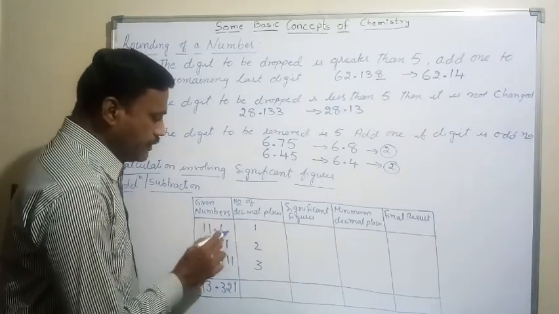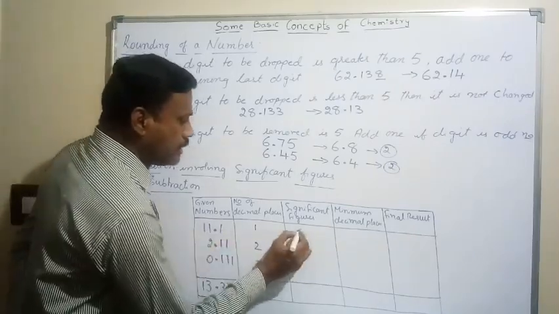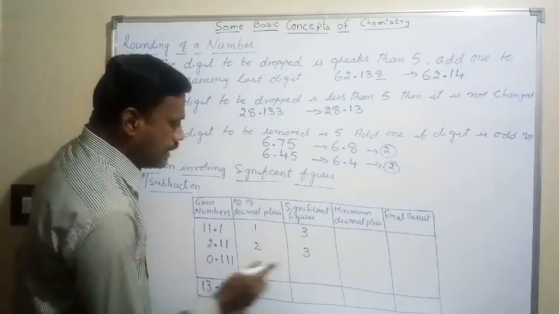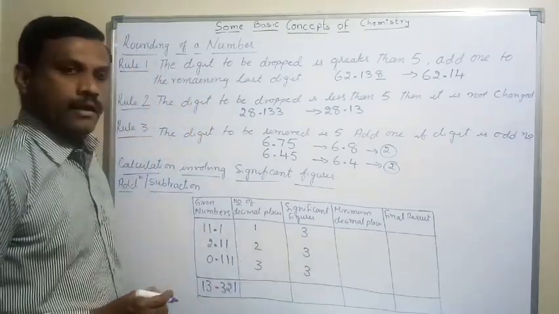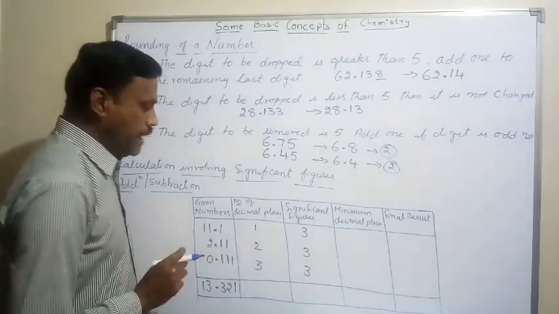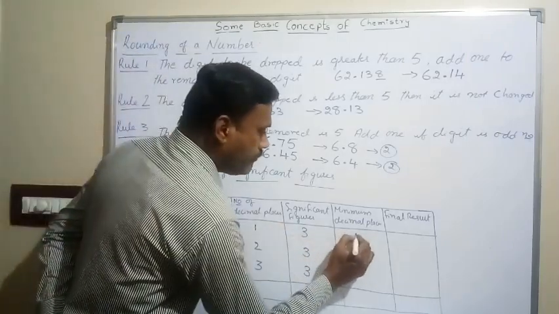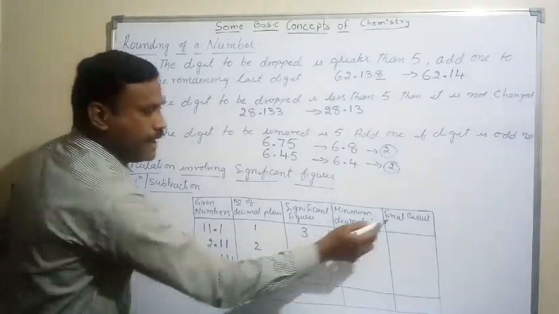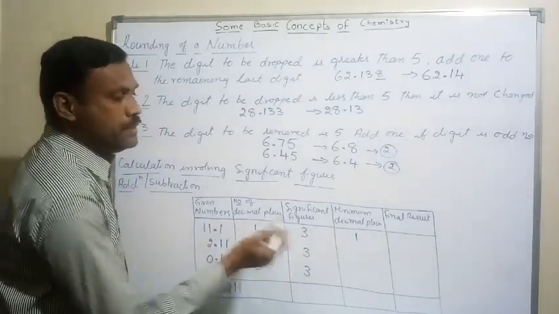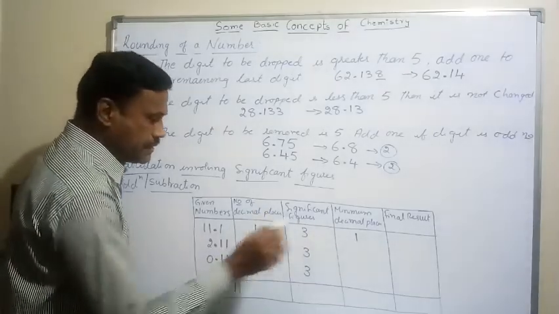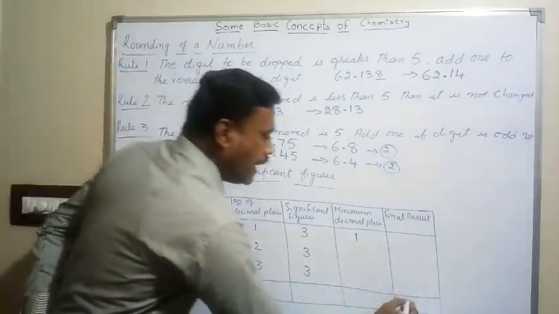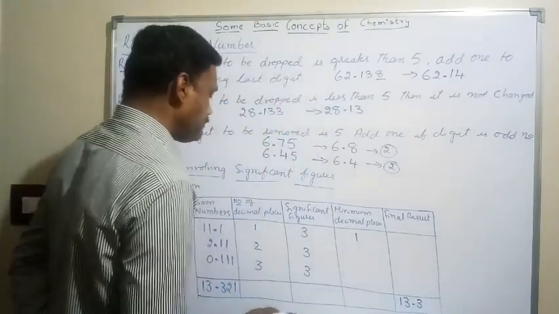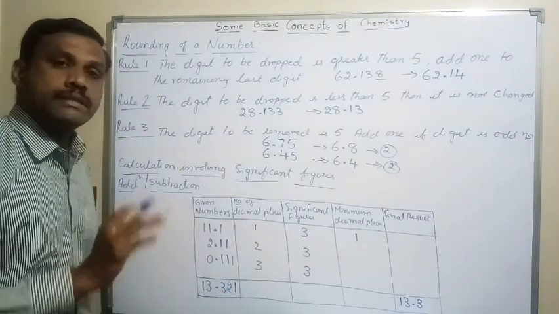Number of significant figures in 11.1 is 3. Second case, it is 3. Third case, it is 3. The minimum decimal place is 1. So the final answer has to be reported with 1 decimal place. So the final answer will be 13.3. This is in case of addition and subtraction.